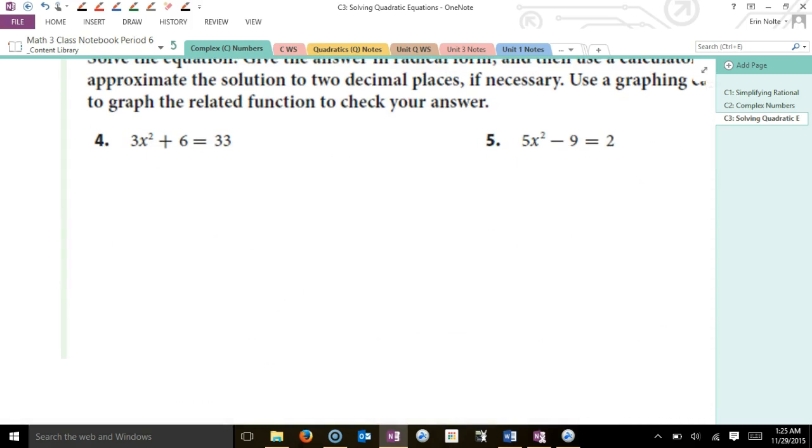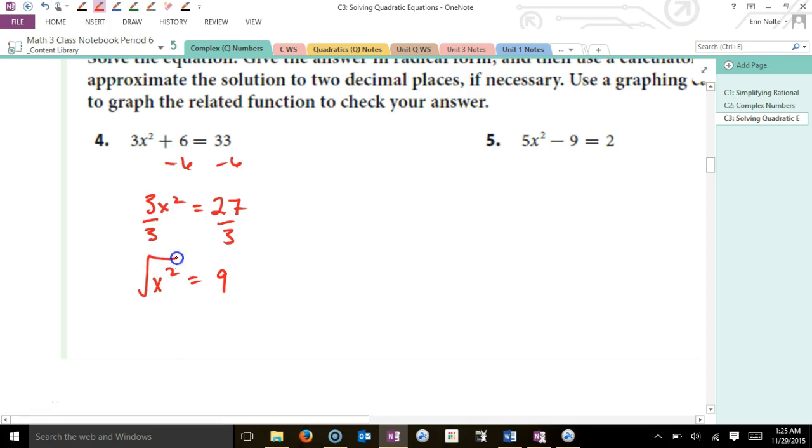So for question number 4, I am isolating the x. What's my first step? Subtract the 6. So I have minus 6, so I have 3x squared is equal to 33 minus 6 is 27. Okay, then what would I have to do? Divide by 3. Good. So that would make x squared equal to 9. And then how do I get rid of the square? I square root it. So, what's the square root of 9? 3.